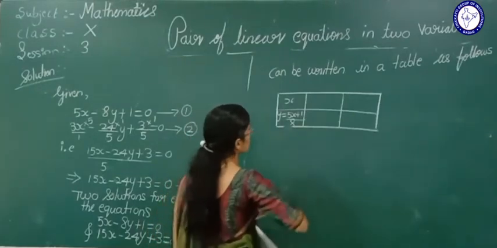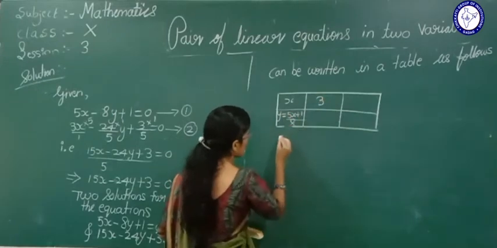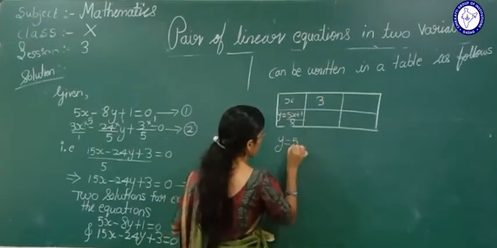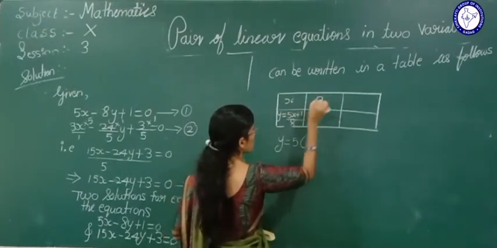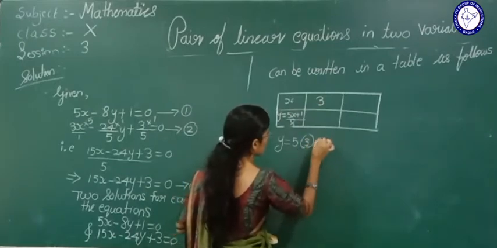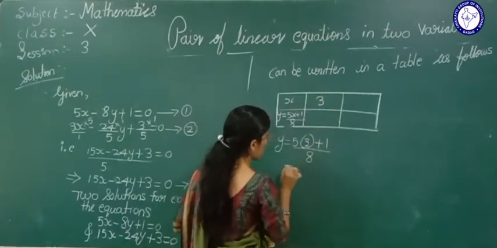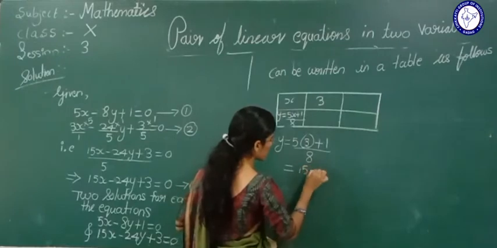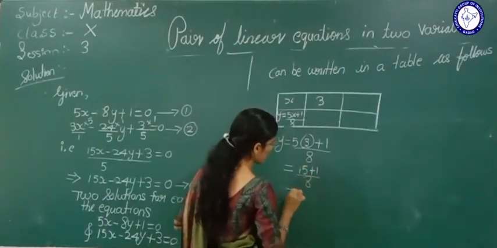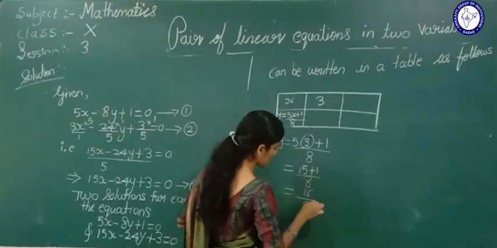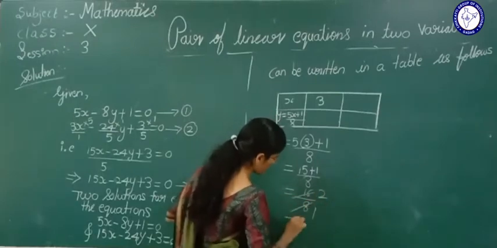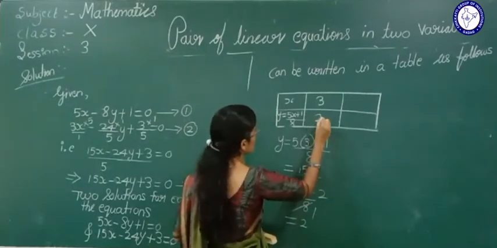See here, if I put x value 3, what is the y value? Y is equal to (5 times 3 plus 1) by 8. 5 3s are 15. 15 plus 1 is 16. 16 divided by 8 is 2. The y value will be 2.